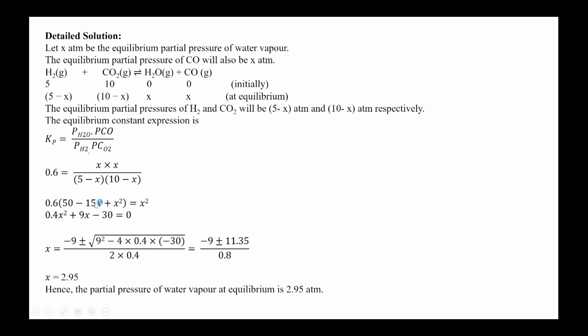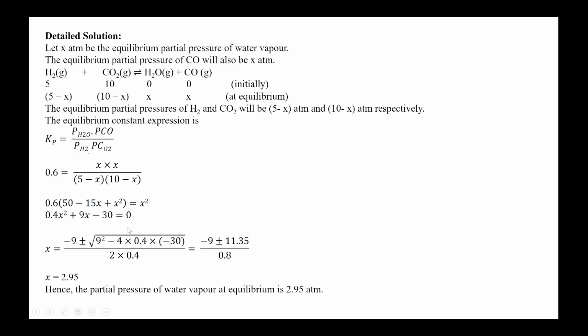5 into 10 is 50. And then this will be minus 10x minus 5x. So that will be minus 15x plus x square, because minus x into minus x would be plus x square. The whole denominator can go on the left hand side. So 0.6 multiplied by this is equal to x square. x into x will be x square. And if you open the brackets, you will get 0.4 x square plus 9x minus 30 is equal to 0. We can take the x square here.